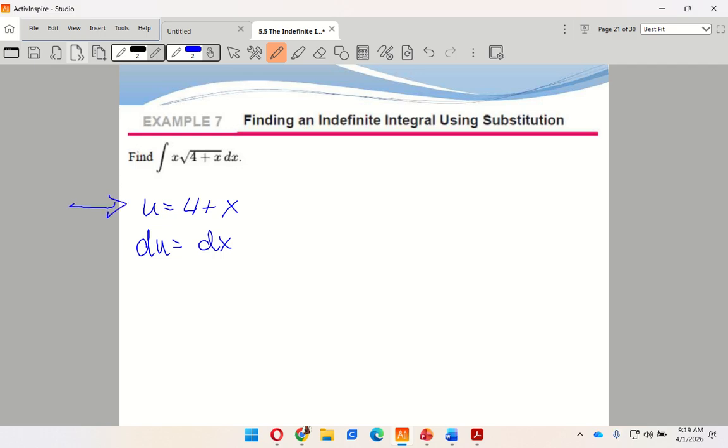Isn't this right here a true statement? So if that's a true statement, I could also say subtract 4 from both sides, so I could say that x is equal to u minus 4. And because this was a true statement here, this is also a true statement. So now when I do my integration, I no longer have any x's, do I? I don't have any x's, they're all u's. So let's rewrite this.